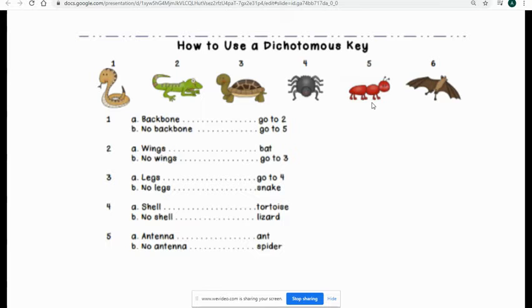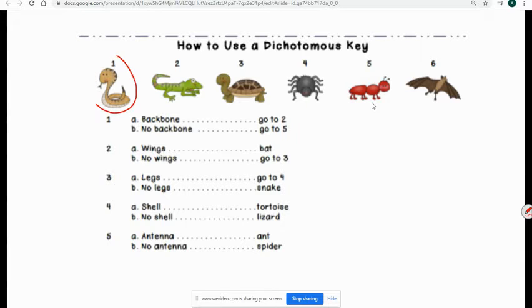And start. So this video is going to show us how to use a dichotomous key. So you can see at the top here that there are 6 different animals, and we're going to pretend that we don't know what those animals are. So let's start with the first animal. We're going to use our dichotomous key to classify this first animal.